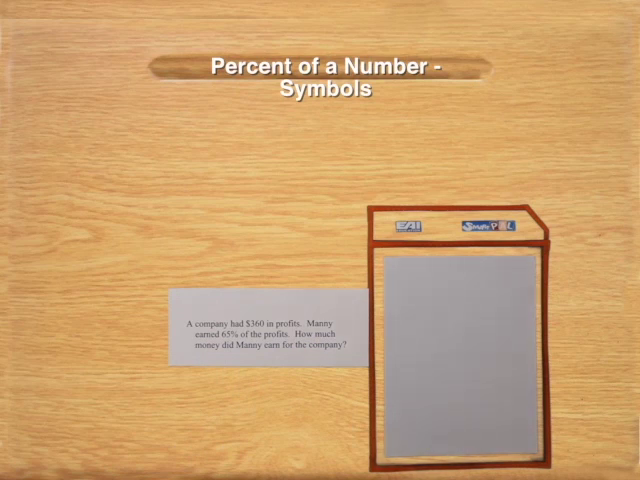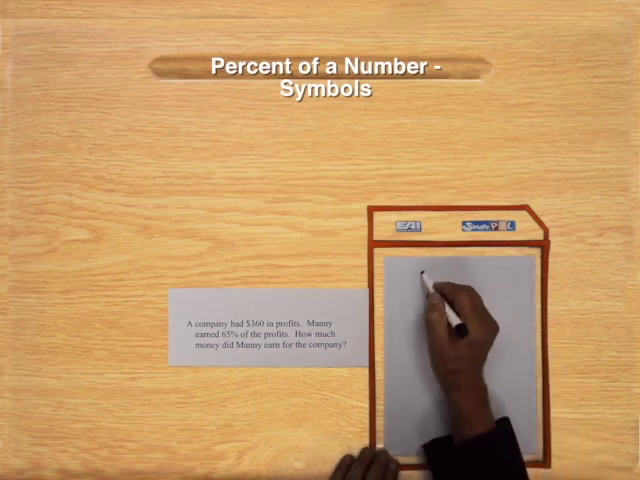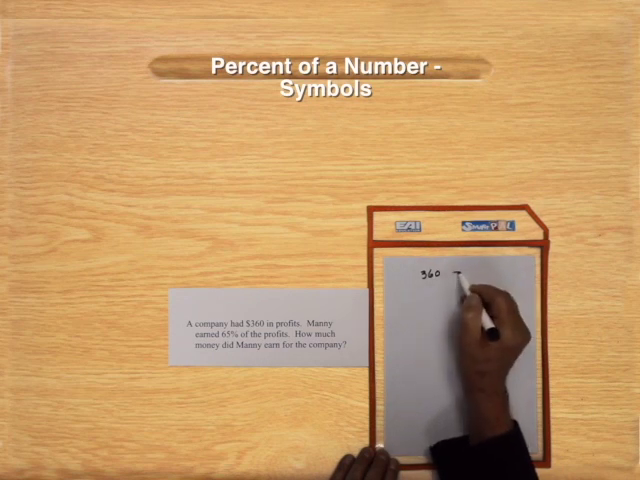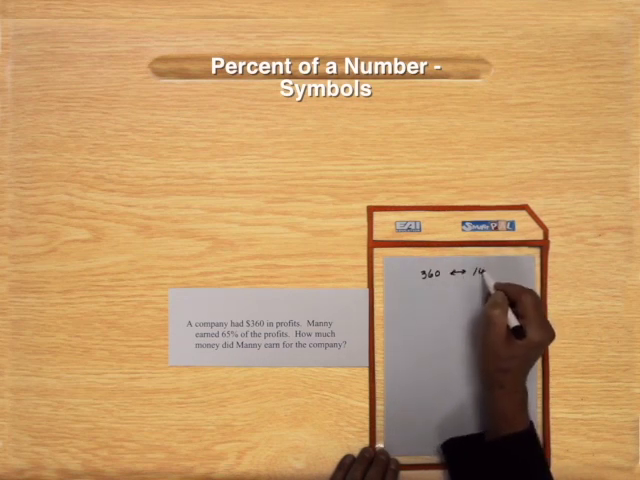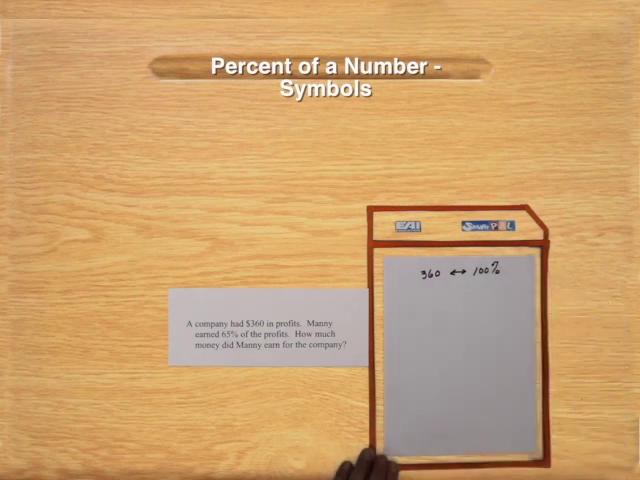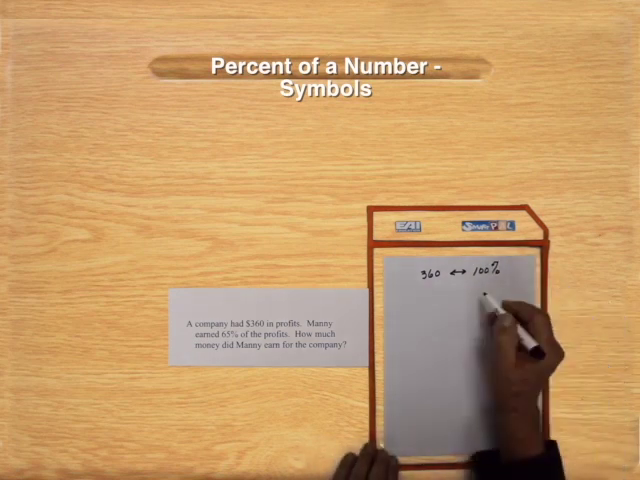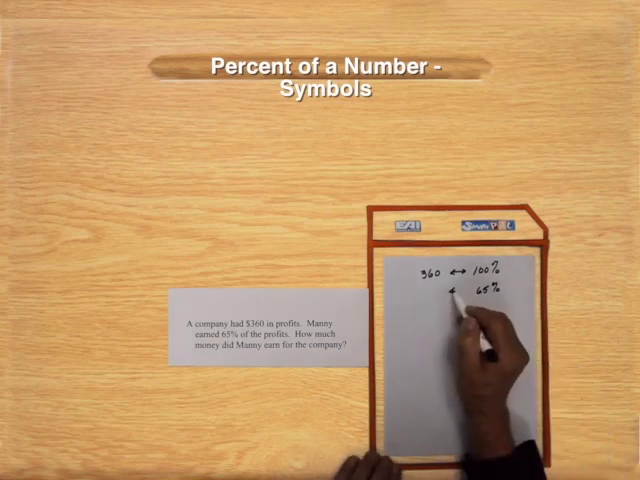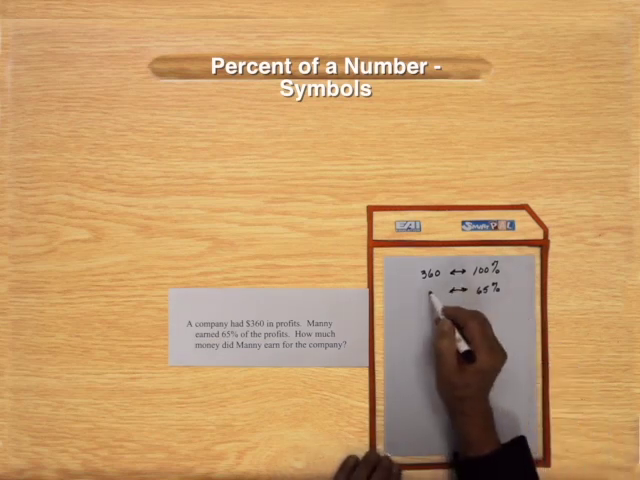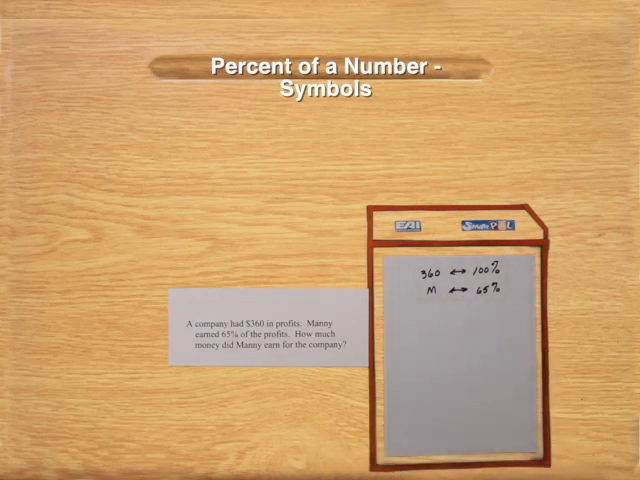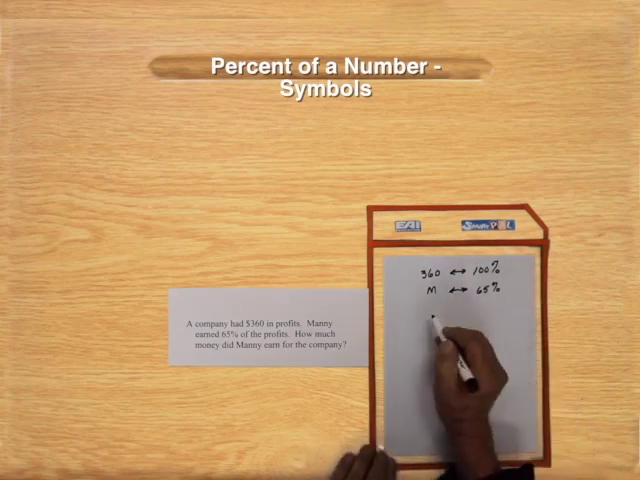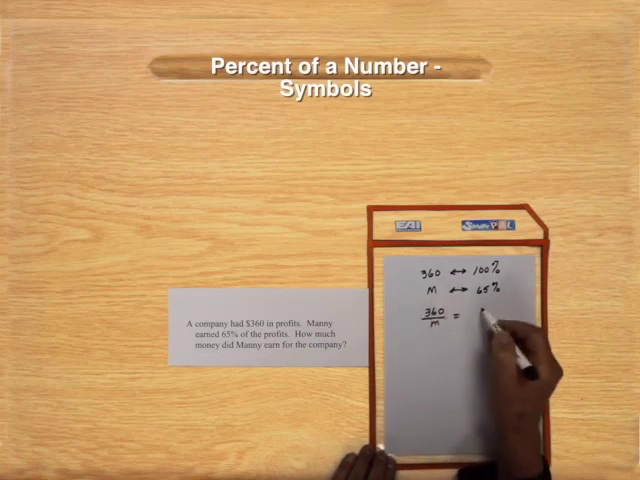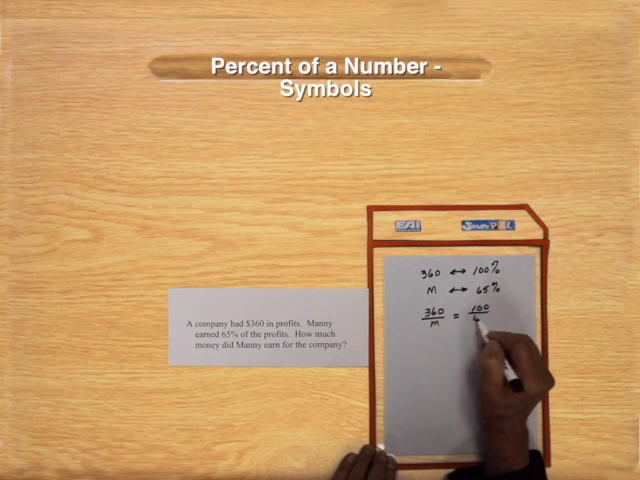So we have a couple of things going on here. First of all, we know that $360 is 100% of the profits. What we want to find is what is 65% of the profits. And we don't know that. So we're going to show that using the letter M for money. And now we've set up our proportion. We have the ratio of 360 to M equals the ratio 100 is to 65.